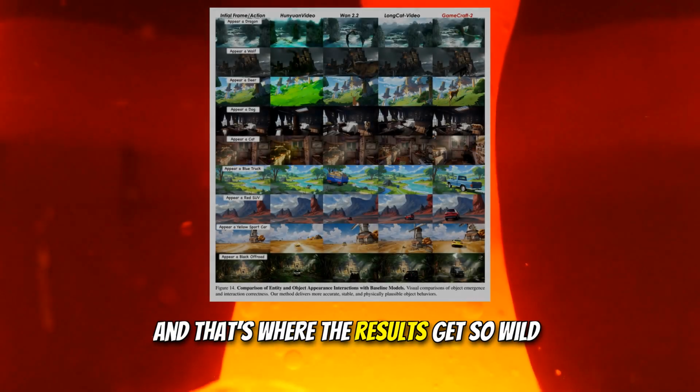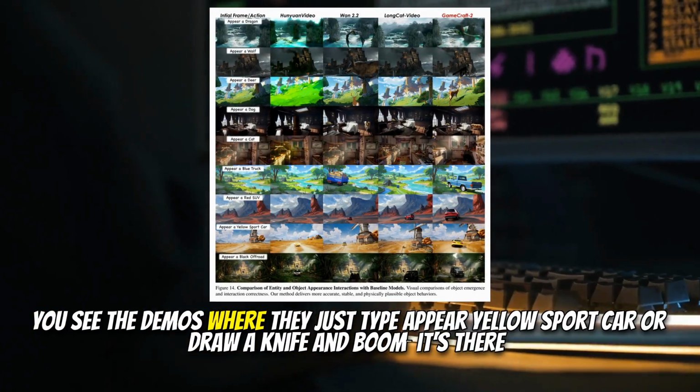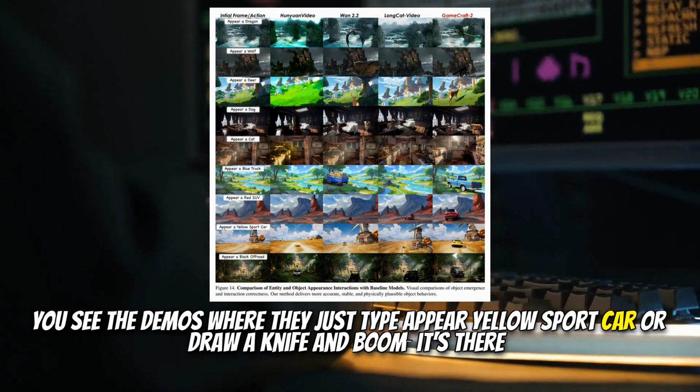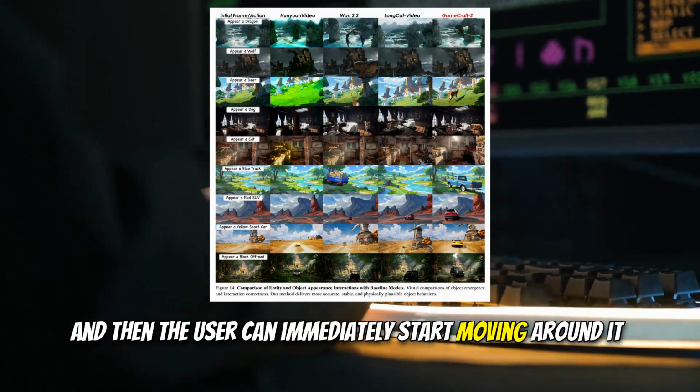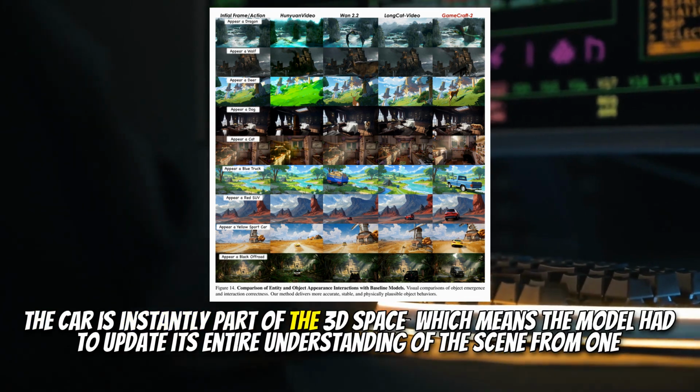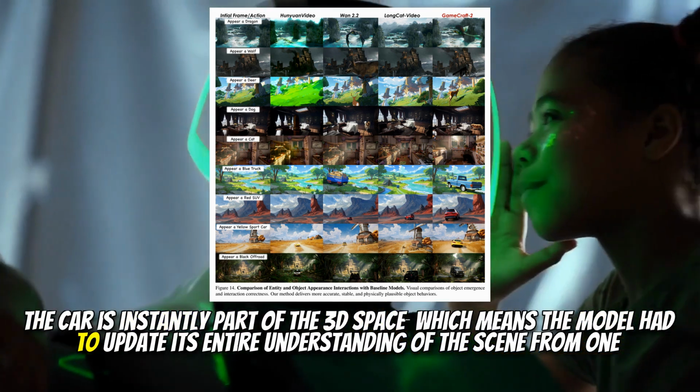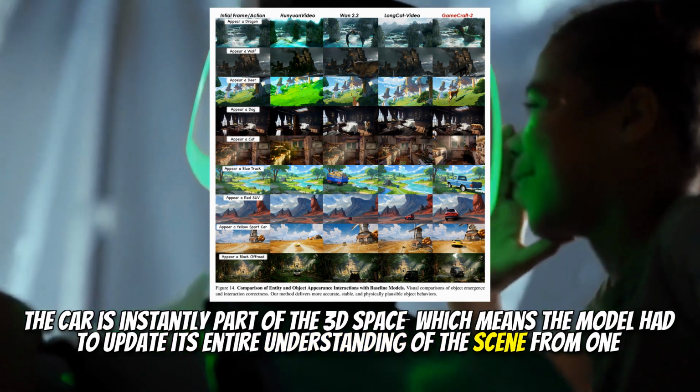And that's where the results get so wild. You see the demos where they just type appear yellow sport car or draw a knife and boom, it's there. And then the user can immediately start moving around it. The car is instantly part of the 3D space, which means the model had to update its entire understanding of the scene from one instruction.